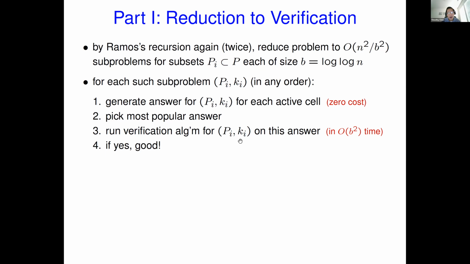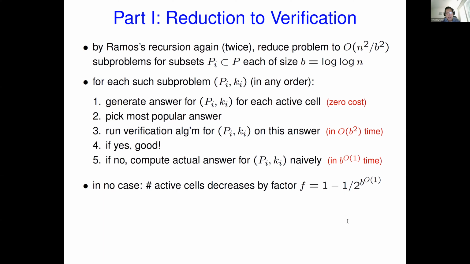And then the claim is that you cannot enter the no case too often, because if you reduce the number of active cells too many times, then eventually it will be down to 1 and you're done. So how many times can you decrease the number of active cells by this factor? Well, it's log of the number of cells with base 1 over f. So this counts the number of iterations that we can do in the no case. Okay, so the total time is n squared for the overhead for Ramos's recursion, and then b squared times n squared over b squared for the yes cases.